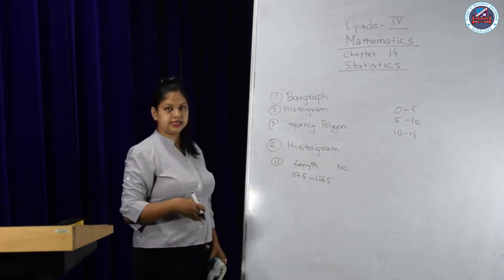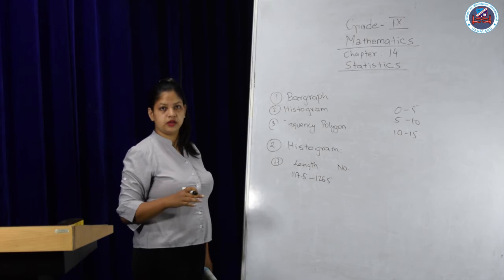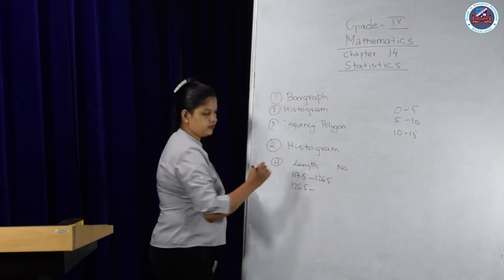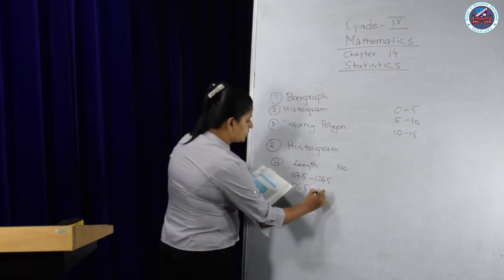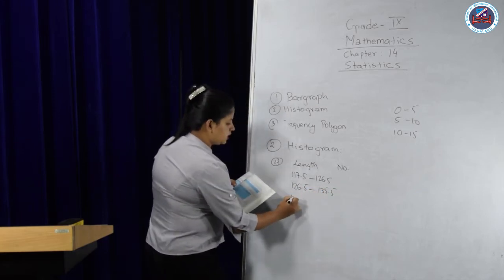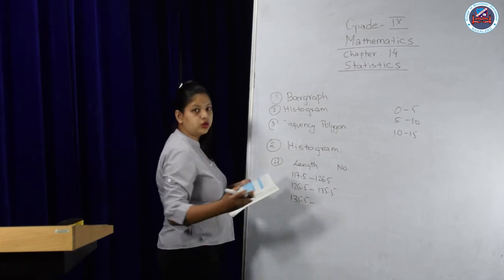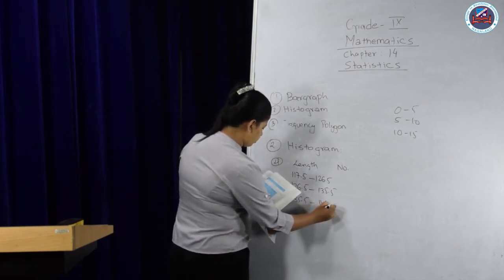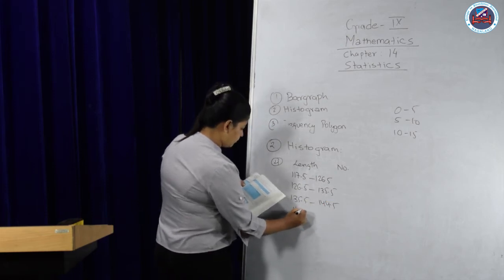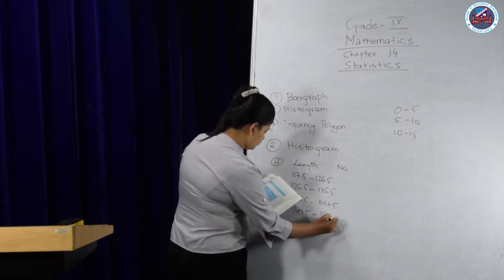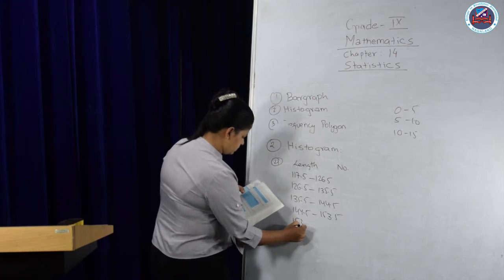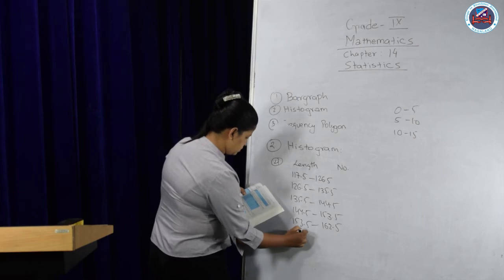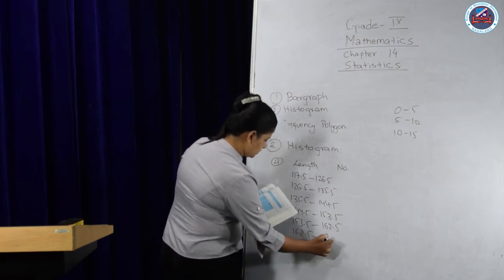Now do the same thing for the next. Next is 127. So deduct 0.5, it would automatically be 126.5. And next would be 135.5. 135.5 goes on. Like that you complete all of them. 144.5, 144, 153.5, 162, 171.